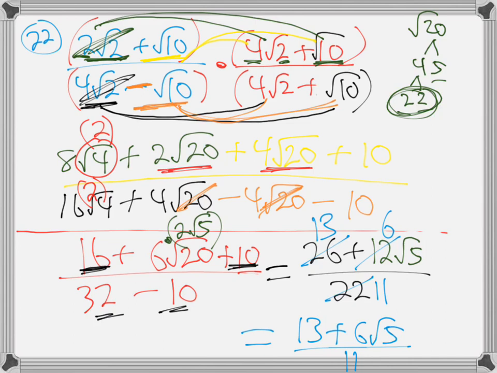You can't add the 26 plus the 12? No, these are unlike roots. They can't add. He doesn't have a root 5. If it was 13 root 5 and 6 root 5, they could add.